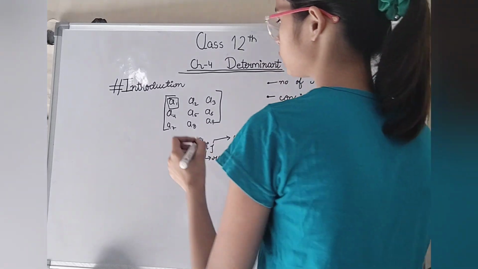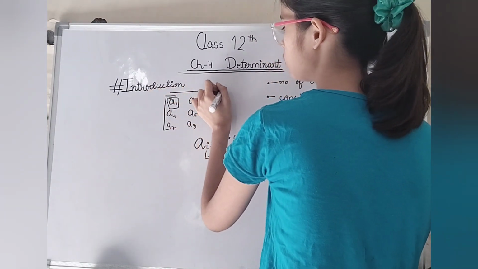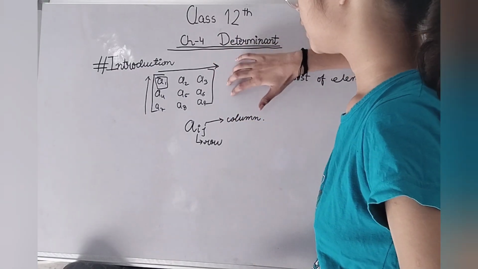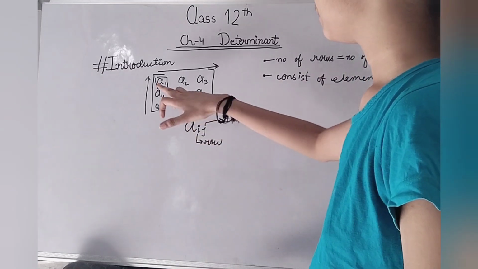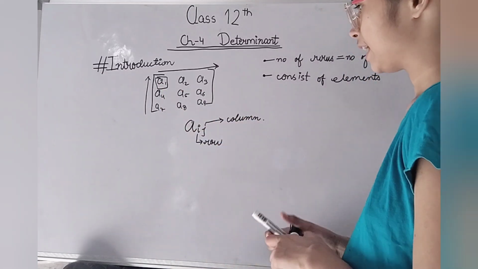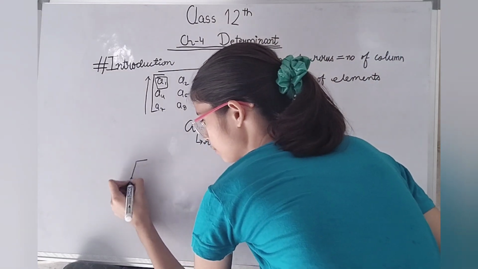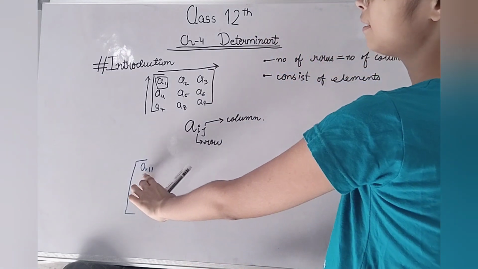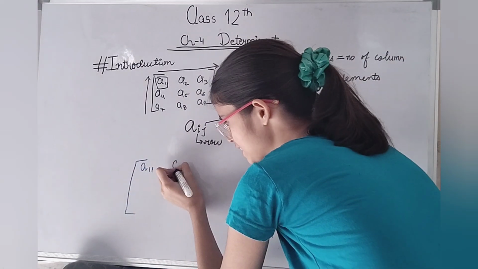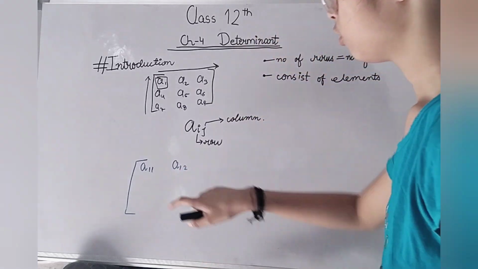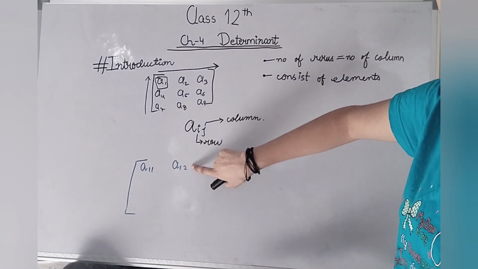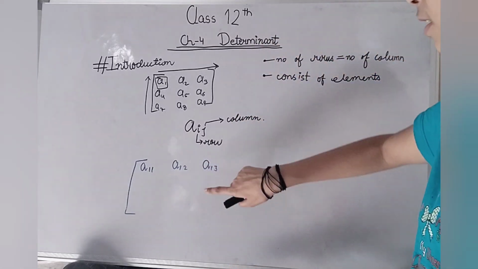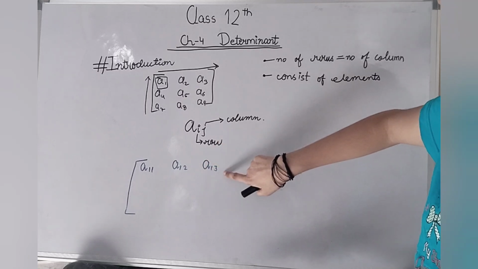So what is a row? This is a row and this is a column. Now representing this determinant in the proper form of a determinant by naming each element with this format, we'll write as A11. What does this mean? First row and first column. The next element will be A12, where 1 is the first row and 2 is the second column. This one is A13. What does this mean? 1 is the row and 3 is the column.